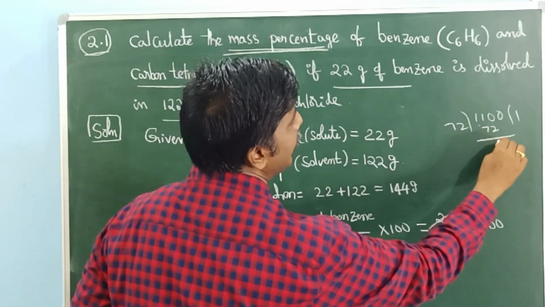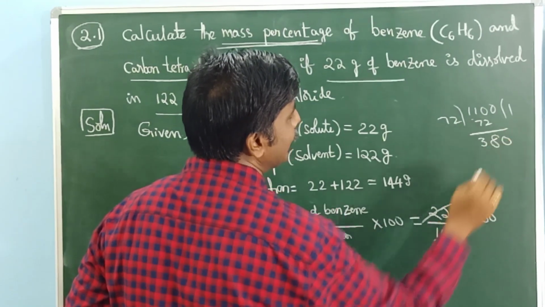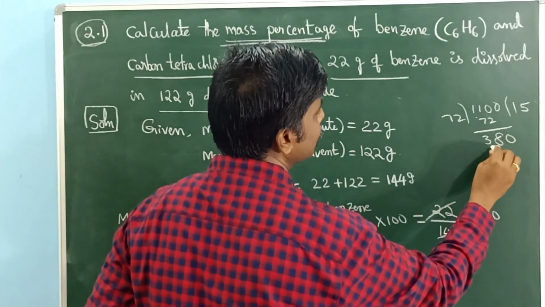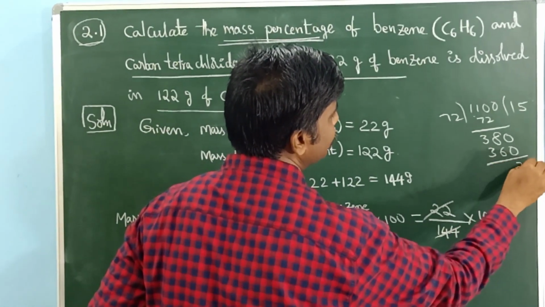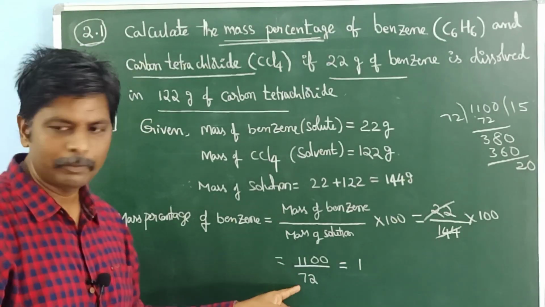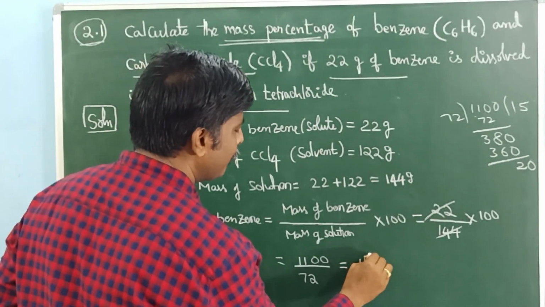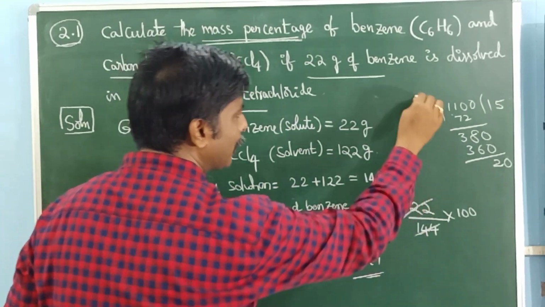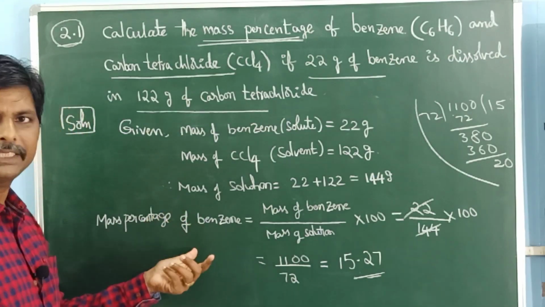You divide step by step, and you will get actually 1100 by 72, which is nearly 15.27. You complete the calculation like that. This is the mass percentage of benzene.